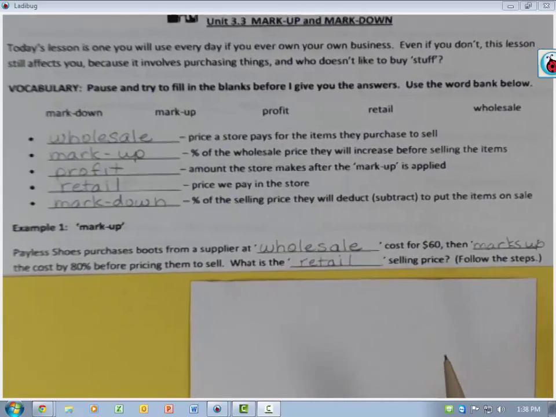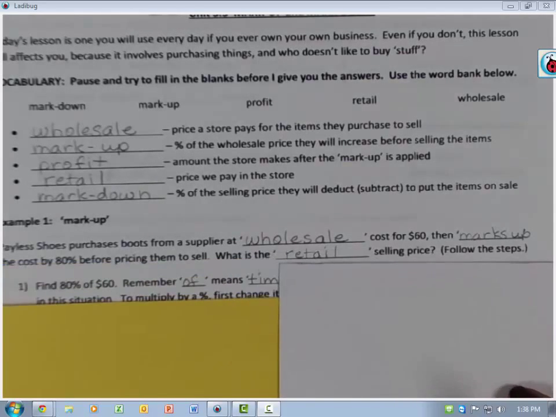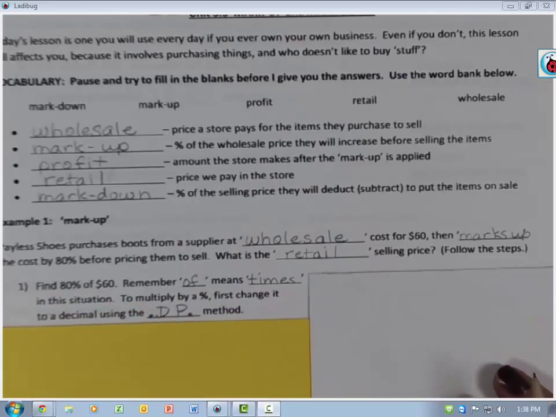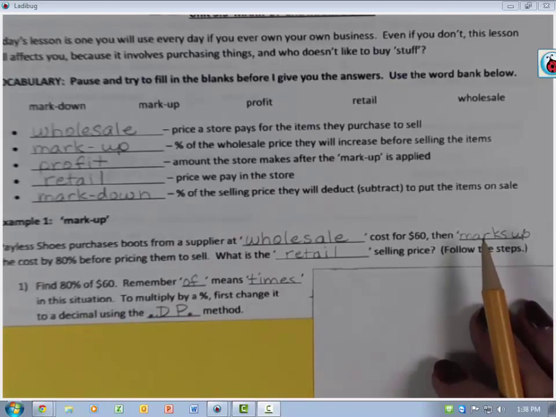So if I own Payless and I go buy some boots for $60 at wholesale price, I've got to find out what 80% of $60 is. Remember that of means times. We've talked about that. And so we're going to multiply in this situation. Remember, to multiply by a percent, you first change it to a decimal using the DP method.